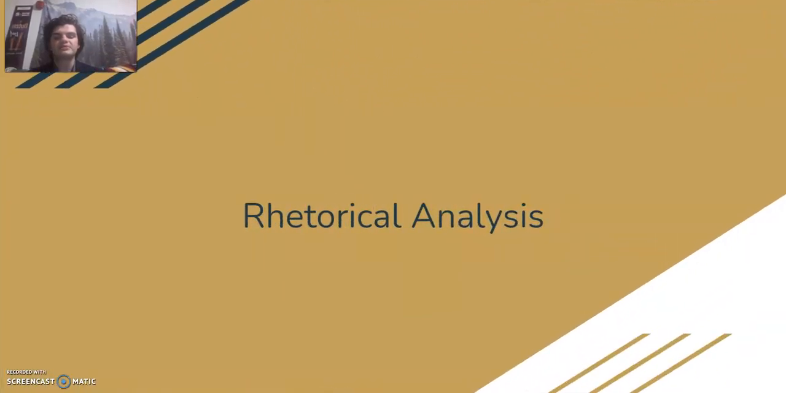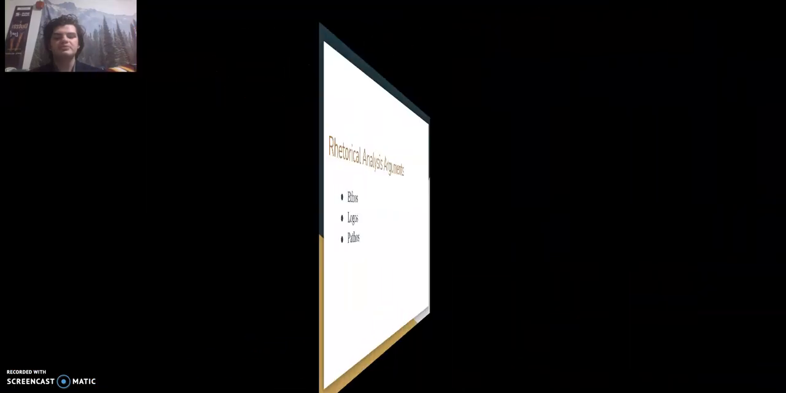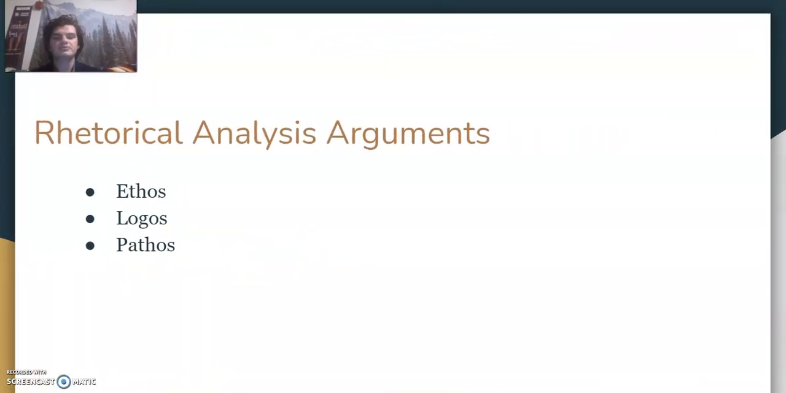Rhetorical analysis. Rhetorical analysis arguments. I attempt to use ethos by building credibility and trust with the audience by showing my sources everywhere they appear in the infographic, just so they know where everything came from and so they can go back and double check anything that they would like to.